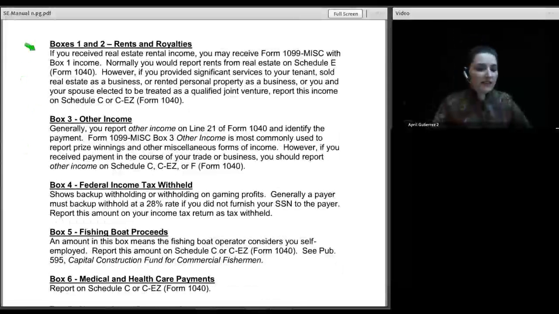So looking at the Form 1099 miscellaneous, we have boxes 1 and 2 where rents and royalties are reported. So if you paid rent to a landlord in the ordinary course of your business and your landlord is not a real estate agent and is not a corporation, you would need to issue them a 1099 and you would enter the amount of rent you paid them in that box.